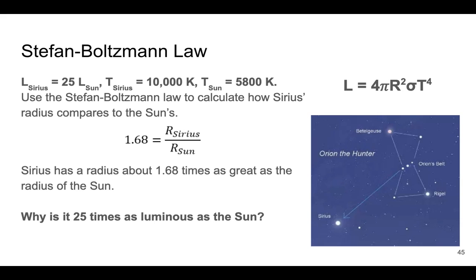It's not even twice as big as the sun in terms of radius. It's only 1.68 times the size of the sun. So if it's only 1.68 times as big as the sun, why is it 25 times more luminous? Because it's much hotter. So remember, we figured out using Wien's law what its temperature was. The temperature is not quite twice the temperature of the sun, but remember, in this formula, you're going to take the temperature to the fourth power. So yeah, that's how that works.